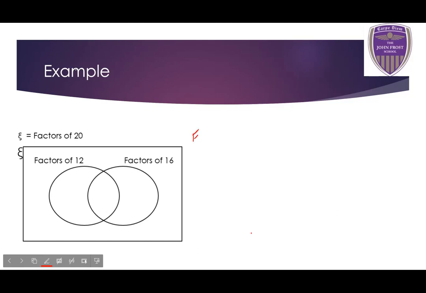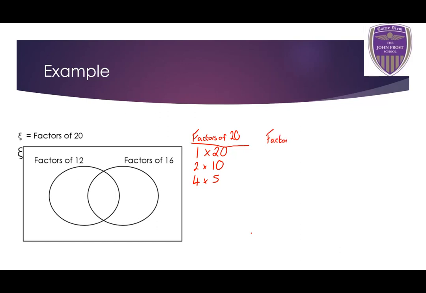And those will be the factors of 20. What can we multiply to get 20? Well, we could do 1 times 20. We could do 2 times 10. Or we could do 4 times 5. So the factors of 20 are 1, 2, 4, 5, 10, and 20. Now from these numbers, we're going to pick factors of 12 and factors of 16. So let's think about the factors of 12.